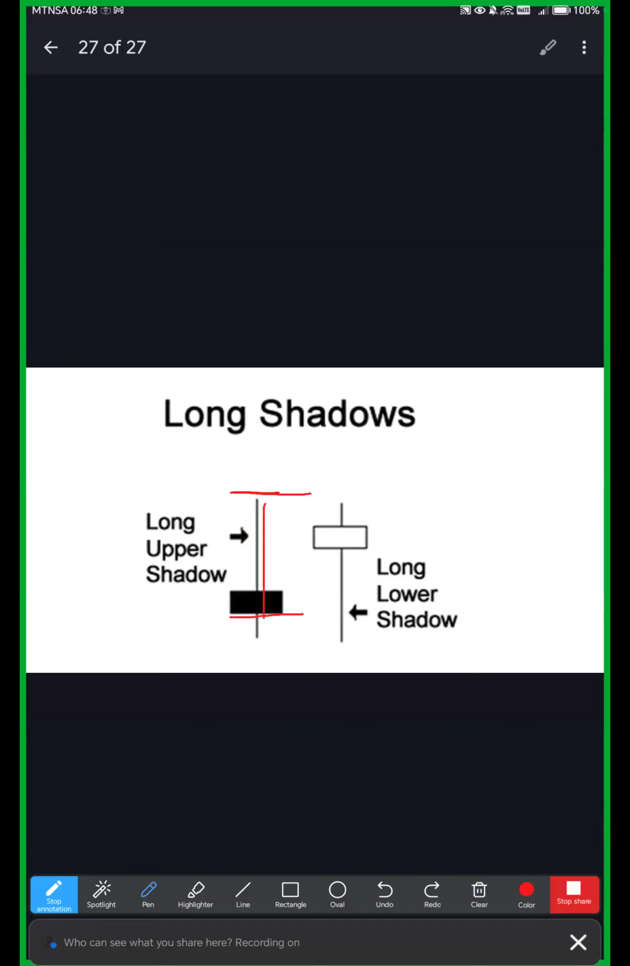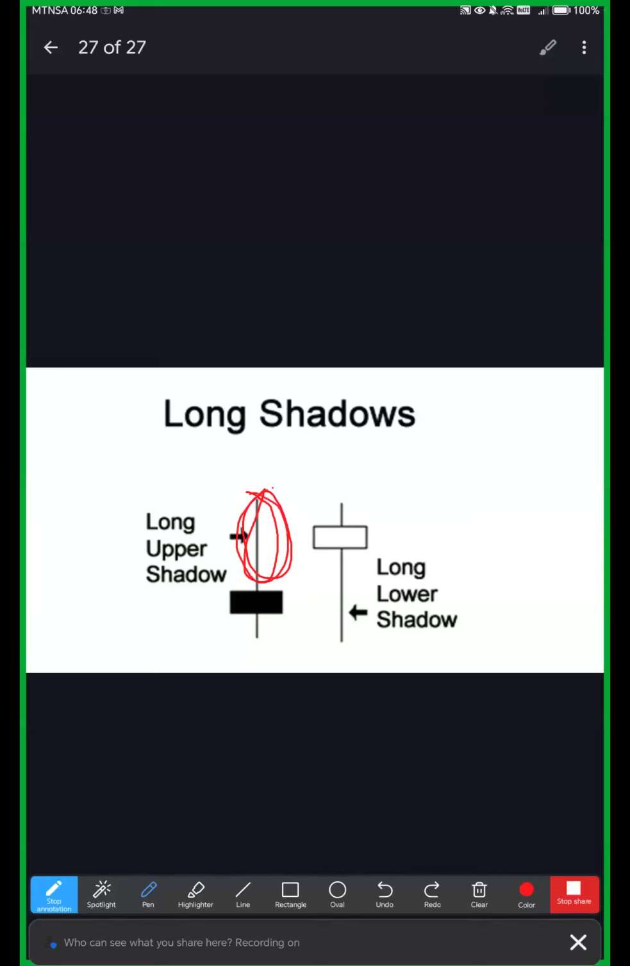But for one reason or another, sellers came in and drove this price back. Selling activity took place, and the price came back almost to where it opened. So what does this long upper shadow signify? This tells you that there was a lot of selling pressure.